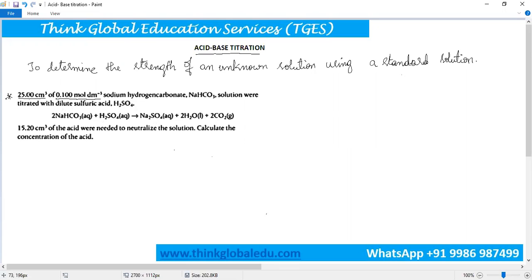In this reaction, we know the volume of the base used, which is 25 cm³, and the concentration or the strength of sodium hydrogen carbonate. Hence, this sodium bicarbonate behaves as a standard solution. Since we do not know the concentration of the acid, sulfuric acid, it will be considered as an unknown solution.